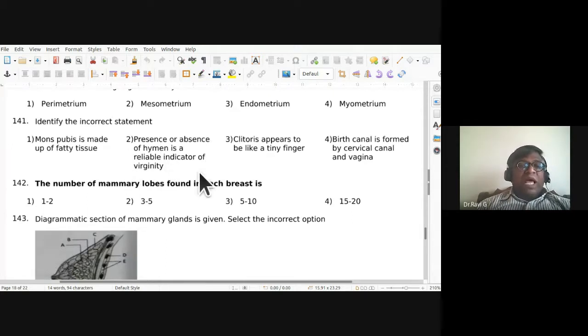Because the hymen can be torn by physical or strenuous exercises or horse riding, so there are many ways that a hymen can be torn. So the presence or absence of hymen is not a reliable indicator of virginity. So 141st, the second one is the incorrect statement. That is the reason the second one is the incorrect statement.